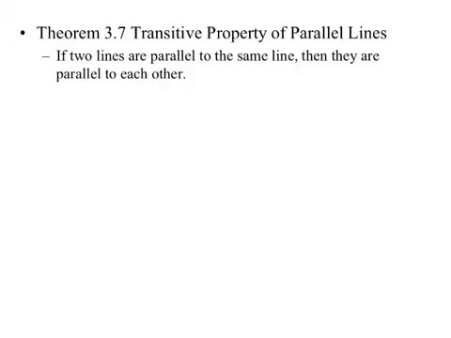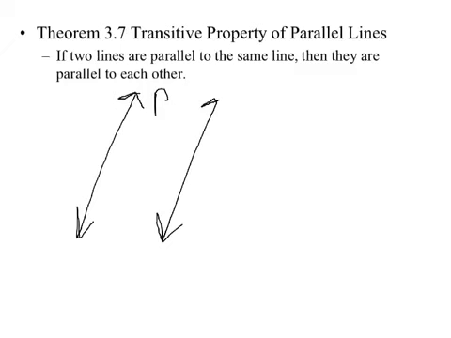Okay, we have one last theorem to cover, and that is our theorem 3.7, the transitive property of parallel lines. It's pretty simple. We know what transitive means. If one thing equals another and that equals something else, then the beginning equals the end. So I can draw a picture that represents that. Let's say this is line P, and this is line Q, and this is line R.